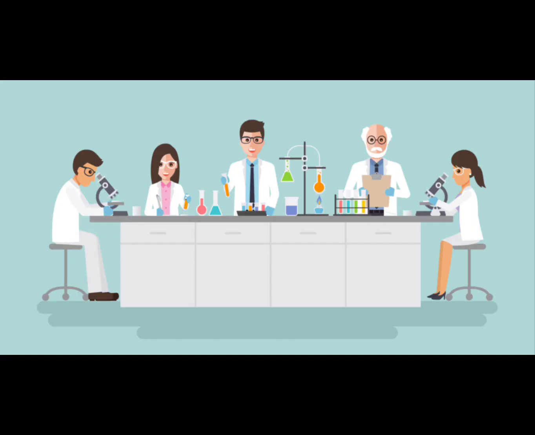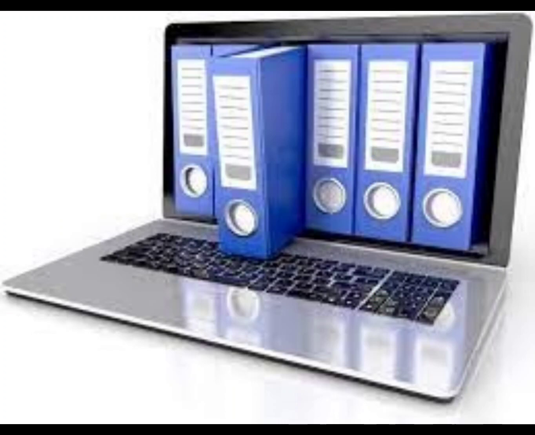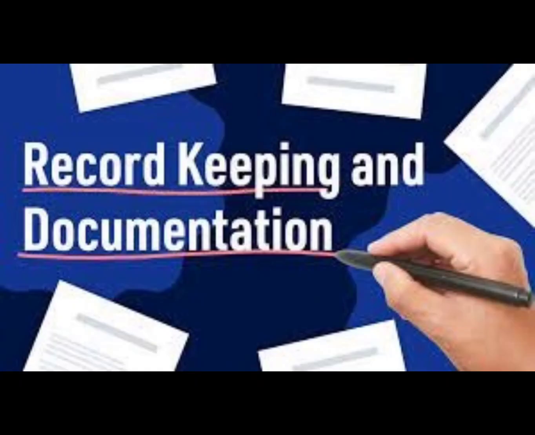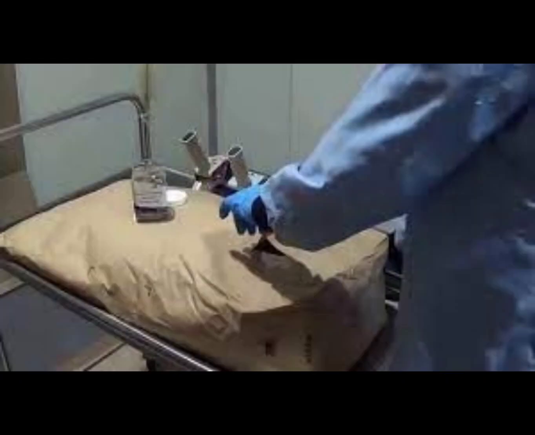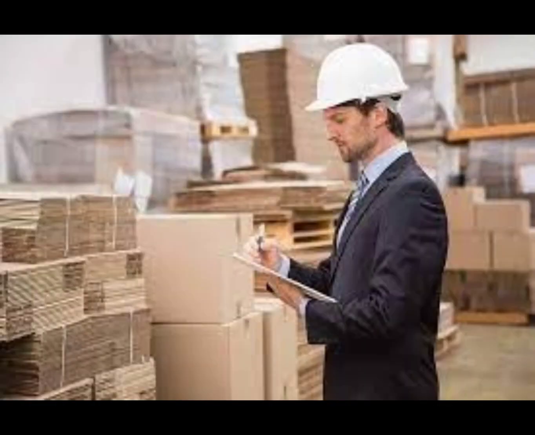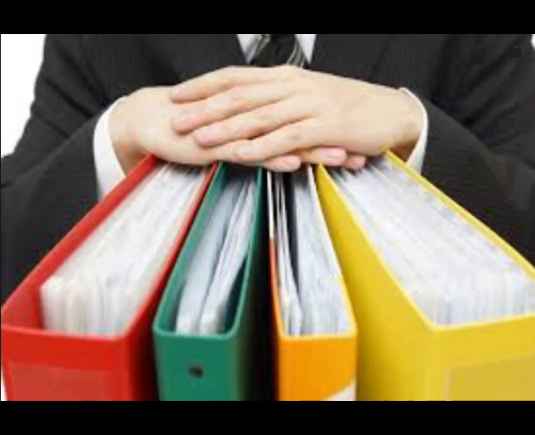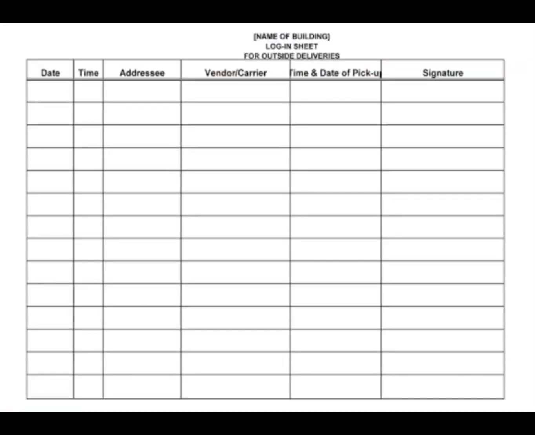Documentation and record keeping. All receiving activities, including inspection results, documentation verification, sampling, physical count, and any discrepancies or observations, should be recorded accurately. The documentation should be maintained as part of the batch record or in a designated receiving log.